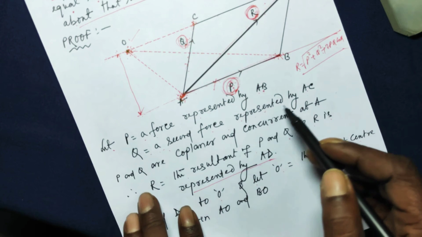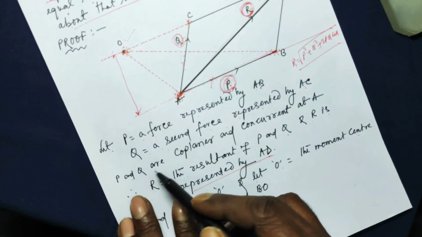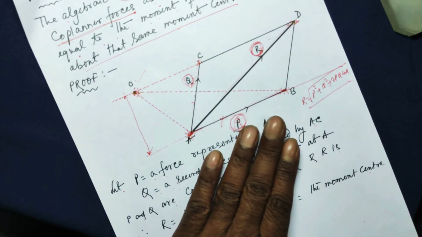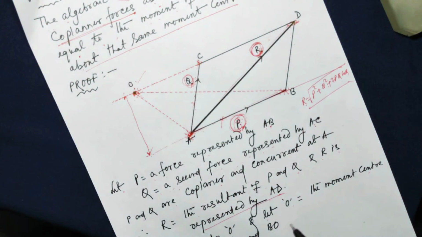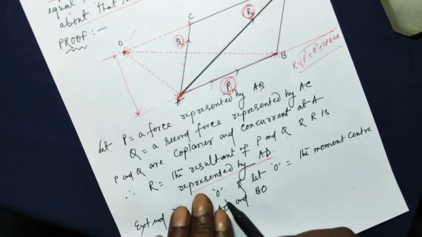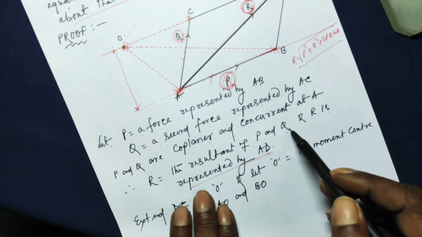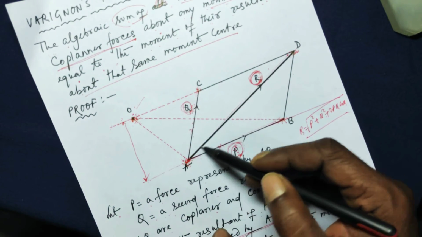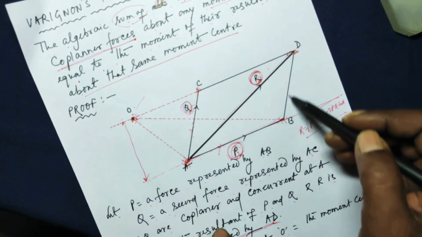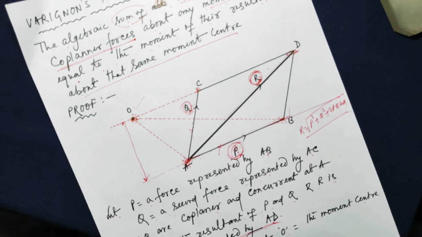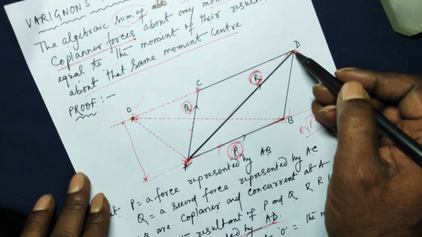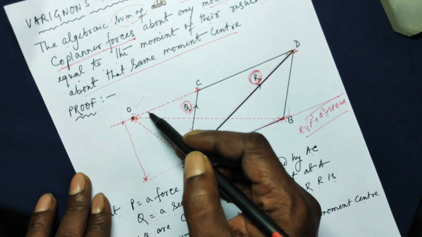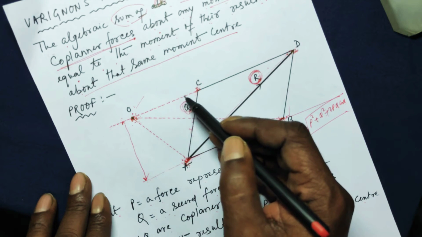So Q is the second force represented by AC. P and Q are coplanar, means they are lying in the same plane. Here they are lying in the same plane of the paper in which I am explaining to you. Therefore R is the resultant of P and Q, and R is represented by the side AD of this parallelogram. Now let us extend this line DC to the point O. You can consider it here, or here, no problem.